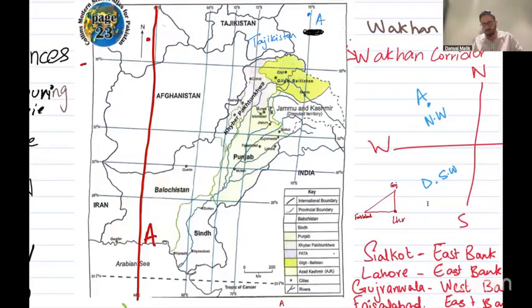Then, if you see line B, line B is passing through which two provinces? Balochistan and Sindh. So line B will be 68 degrees east. Then similarly we have line C.